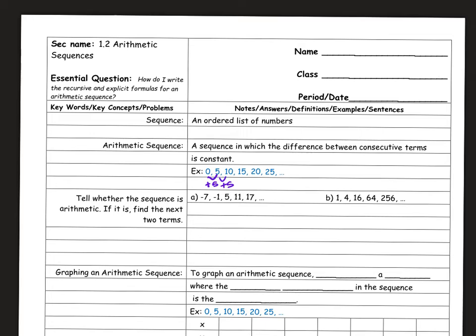So the first thing we want to do is tell whether the sequence is arithmetic. How do I tell if it's arithmetic? Well, if I'm adding or subtracting the same number every time, then it's arithmetic. If I'm not adding or subtracting the same number, then it's not arithmetic. And then the directions go on to say that if it is arithmetic, I'm going to find the next two terms. So let's go ahead and look at this.